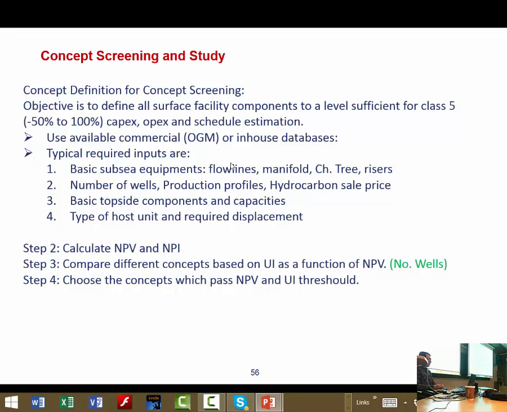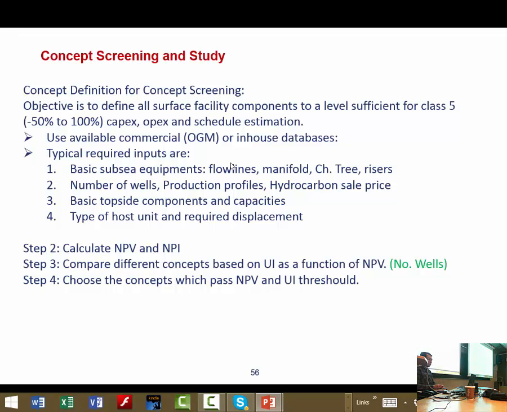It's a very rough estimation. And then you calculate net present value and net present investment for this concept, and you compare different concepts based on the utility index, which is net present value over net present investment, as a function of net present value. Then you get a graph where you can easily find which concept is the best one. Maybe the number of wells can also be one of the decision parameters here. And finally, you choose the concept.